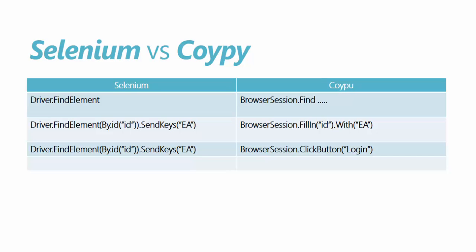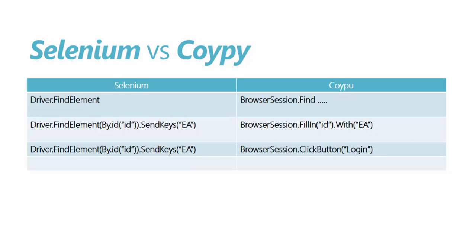Whereas for Coypu, since it is domain specific, we do it like this: browser session dot fill in, with the control that you're going to fill in. So fill in and the ID of the control or the name or whatever it is. You don't really have to specify what kind of control it is. That's the beauty of it. All you have to give is the locator, whether it's an ID or a name or a text, whatever it is. Then you call one more method called dot with, and pass the text that you're going to type in, that is EA. That simple it is. So it is pretty obvious in Coypu that you are doing domain specific language testing. You don't have to mess up with a lot of IDs, XPath and all those things, as we discussed in our previous video.